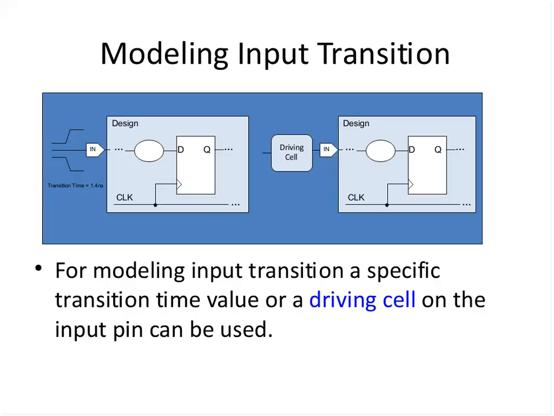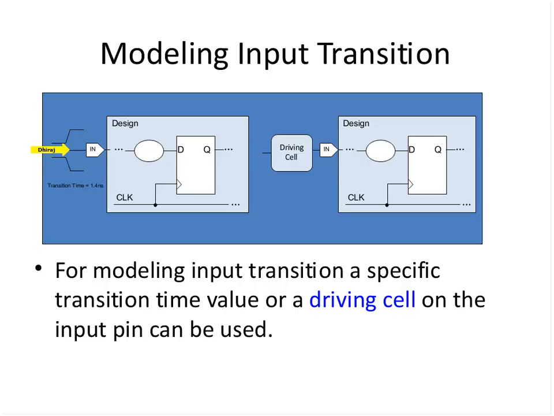For modeling input transition, there are two ways. One is that we tell DC that each of my inputs has some transition, some positive transition. If we do not specify this, DC will assume the transition to be 0, and it is wrong, it is optimistic, because any design will be driven by some cell and the transition will never be 0. It will be greater than 0 for all practical cases.